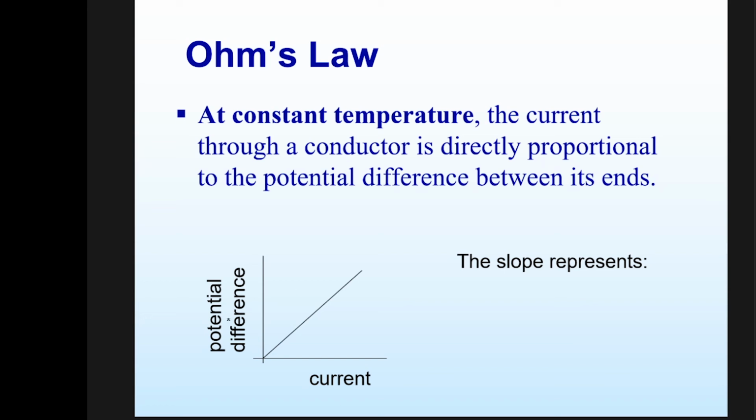And in this case, we've got potential difference versus current. And it goes through the origin. So this is a direct proportion. So the slope is V over I, which is resistance. So the slope is resistance, right? And that will remain constant as long as the temperature doesn't change significantly. And most conductors, they don't.